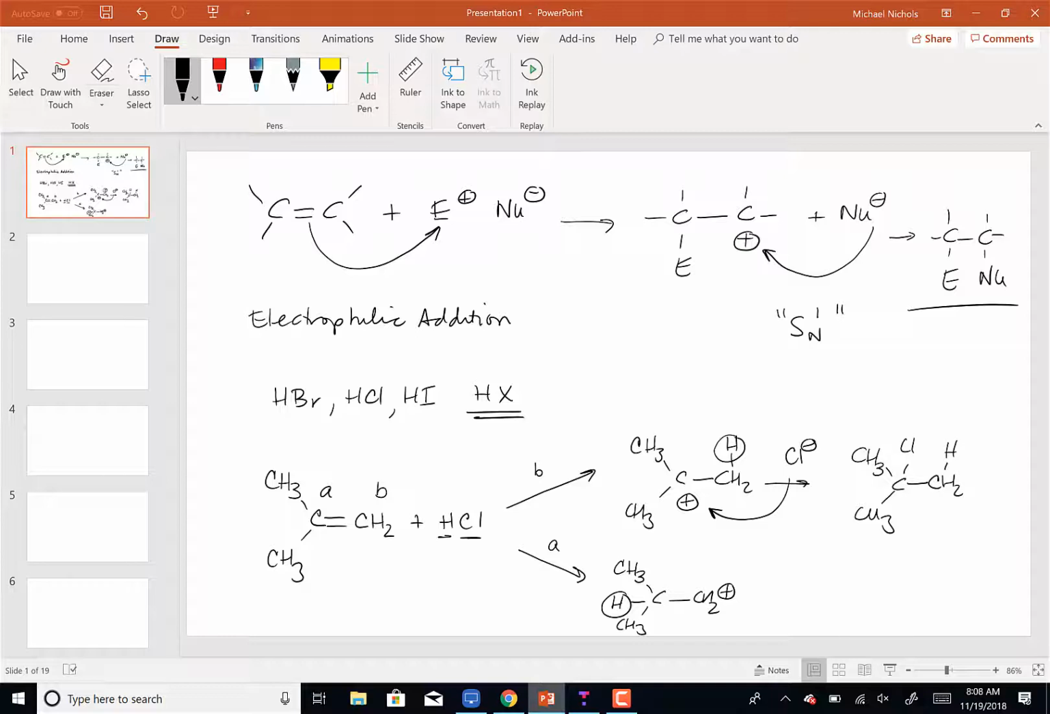And same thing down here. My Cl minus is going to come in, add to that carbocation to make that product. So product B and product A.